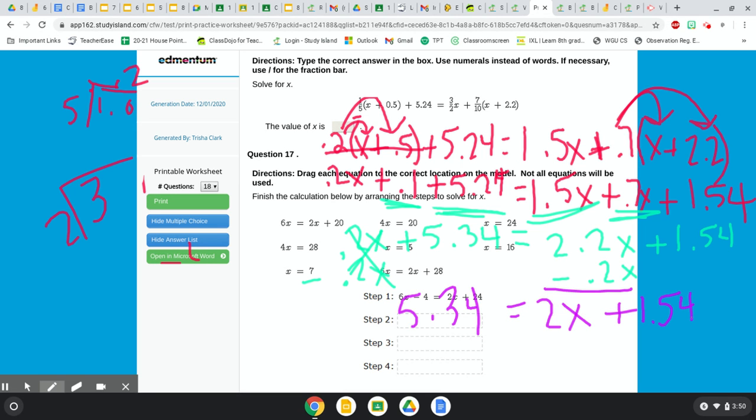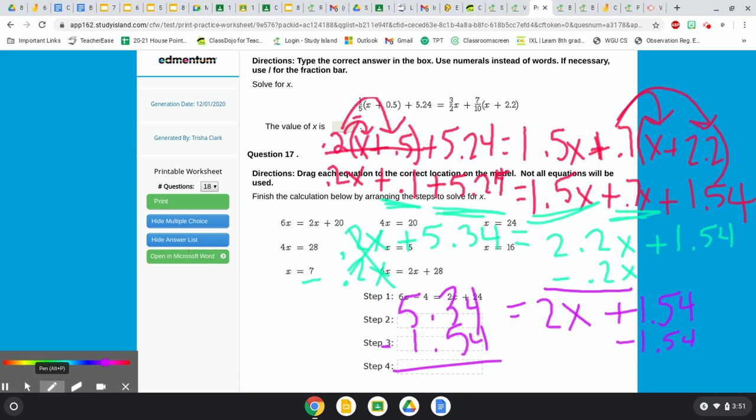Again, I still have more adding and subtracting to do, so I'm going to look on the side with my x value. So I'm looking at the right-hand side of my equation. I'm subtracting 1.54. That leaves me with no room. Okay, I'm going over here. So on the left-hand side, the 5.34 minus 1.54 is going to be 3.8. Again, I'm just coming up here because I'm running out of room. And then that equals, well, I know the 1.54s cancel, leaving me with 2x on that side.